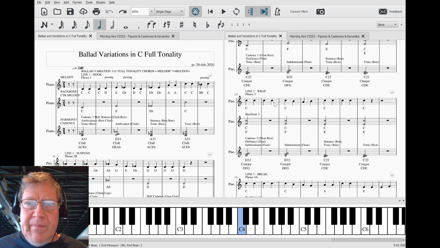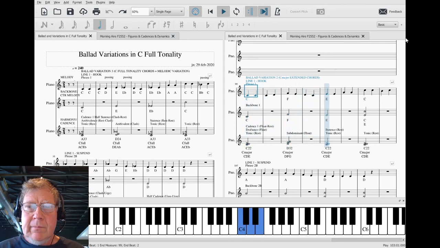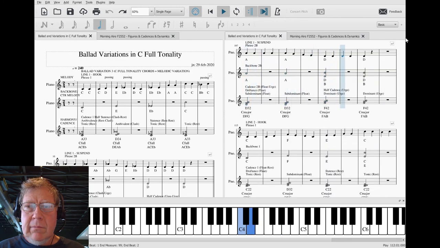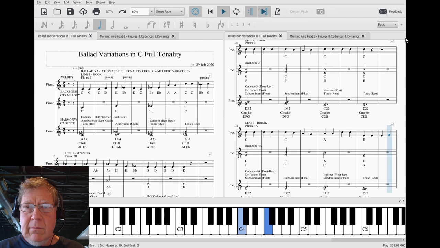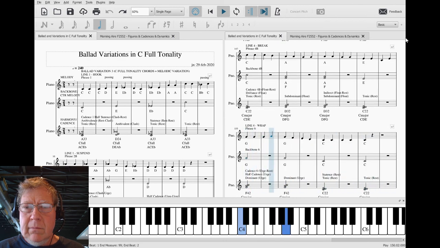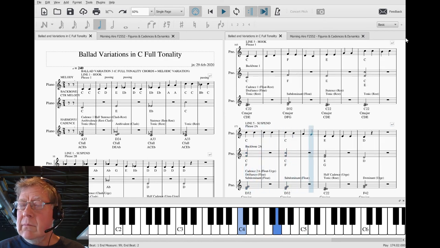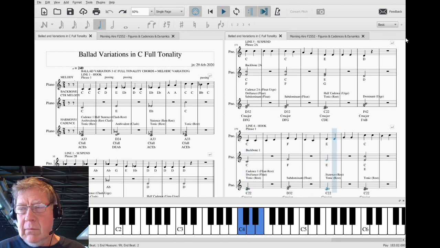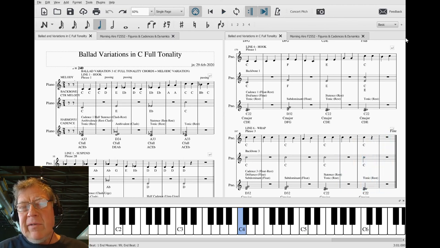Now let's listen to the second variation, which is here. So, sirs and madams, fellow composers and performers, how would you tweak the second variation?